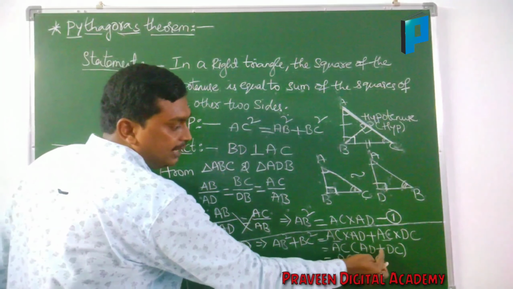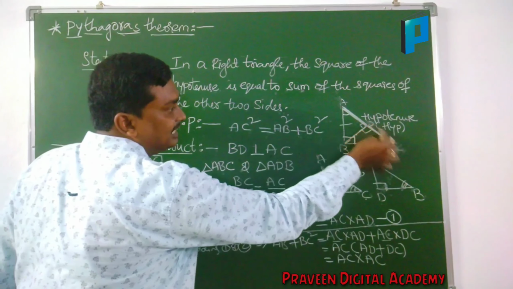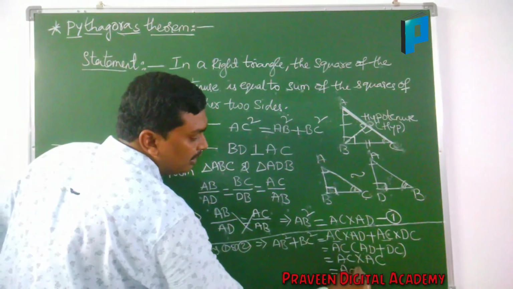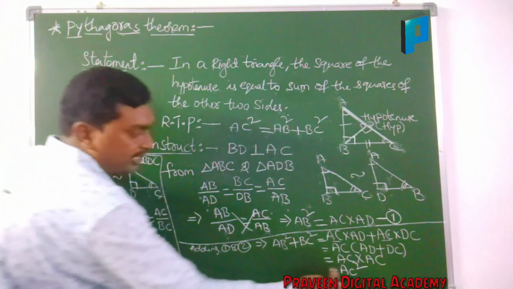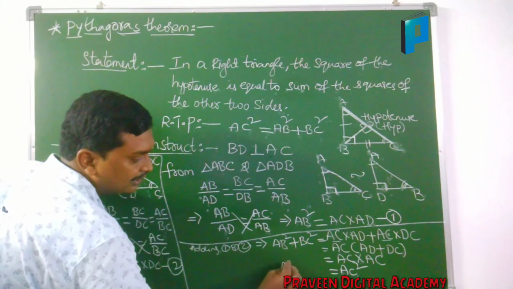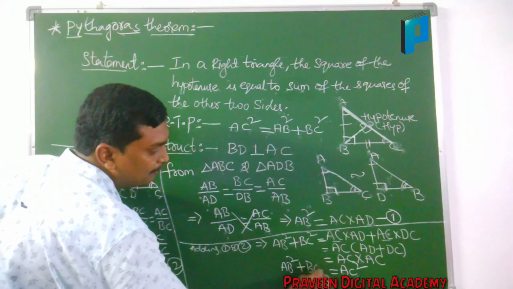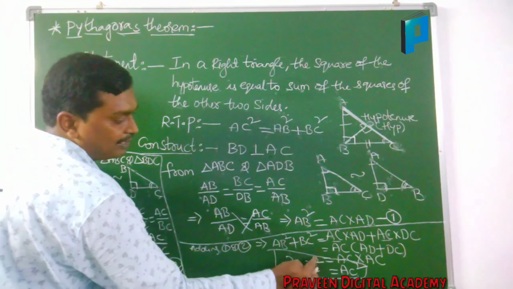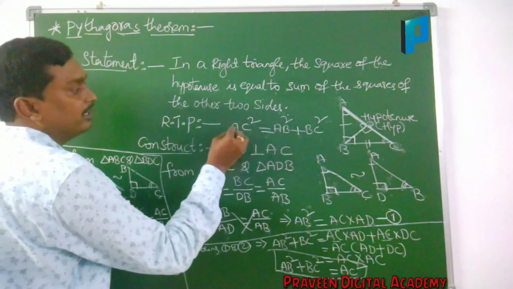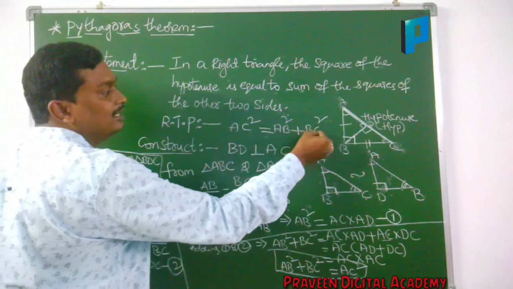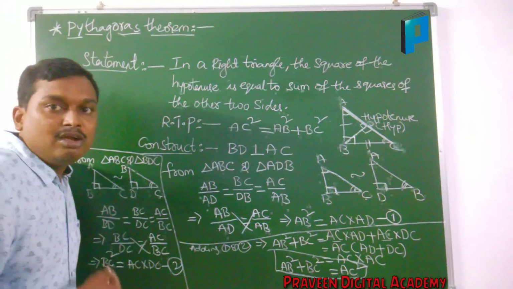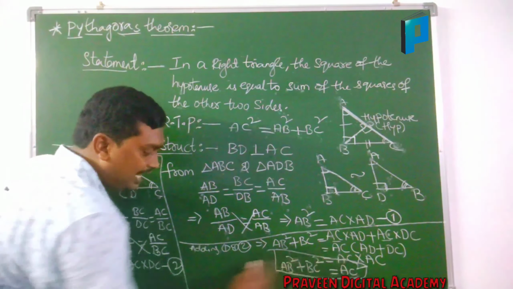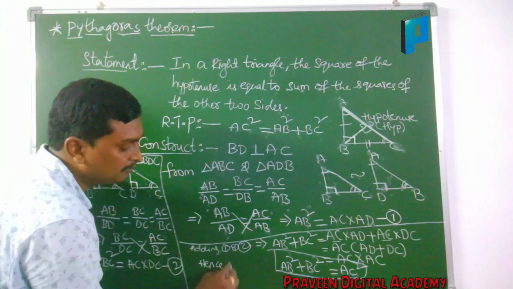Why? Because AD plus DC is AC. What is AC into AC? You got AC square we got. What is this? AC square is equal to AB square plus BC square. So we got the Pythagoras theorem or not? AB square plus BC square is equal to AC square we got. In this way we will prove the Pythagoras theorem. So we can say at last, hence proved.